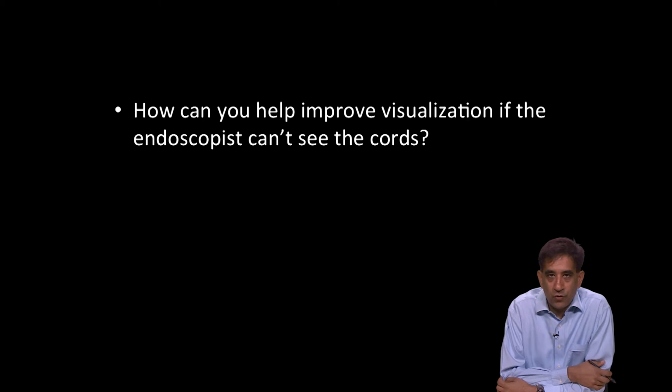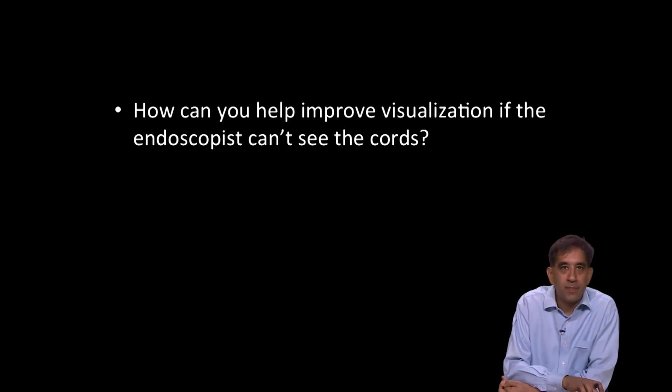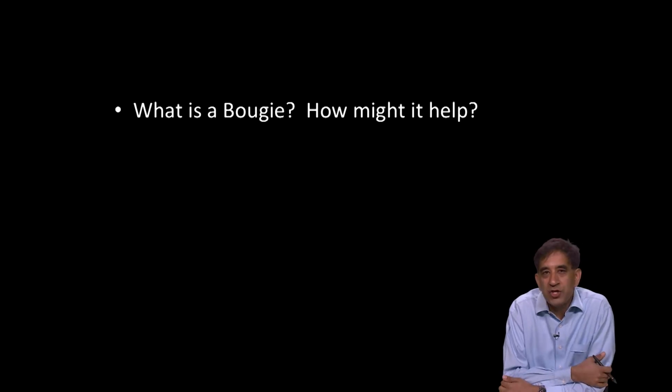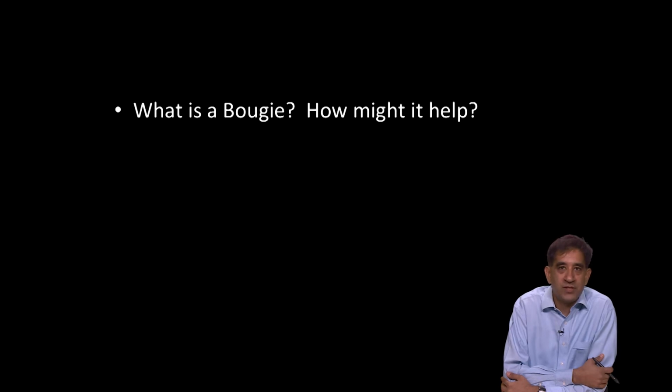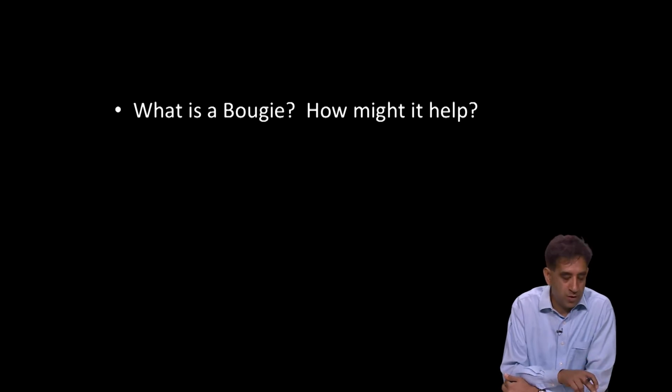So they can't see the vocal cords, and they're trying their best to do so. So how could you as an assistant help improve visualization of the vocal cords for the endoscopist is the first question. And they mentioned a bougie. What is a bougie and how might it help in this particular situation?